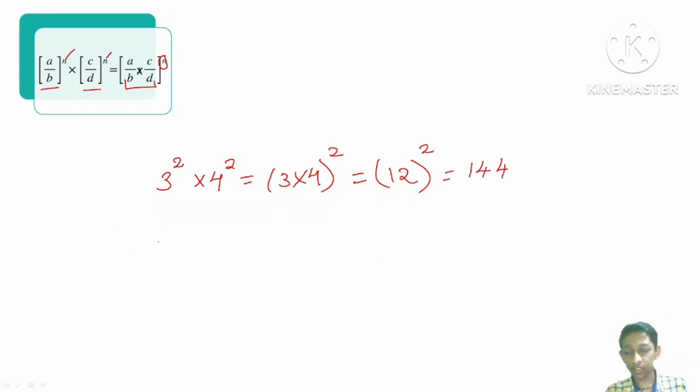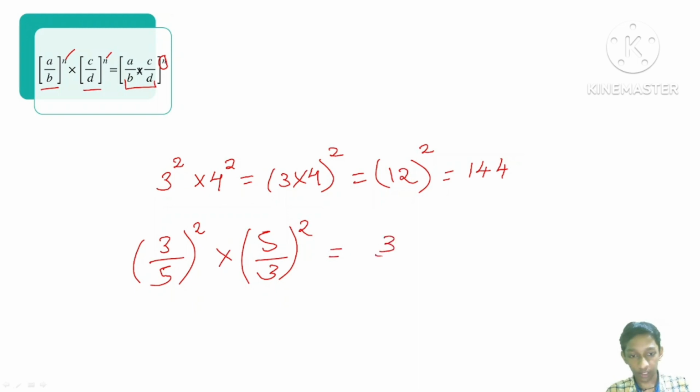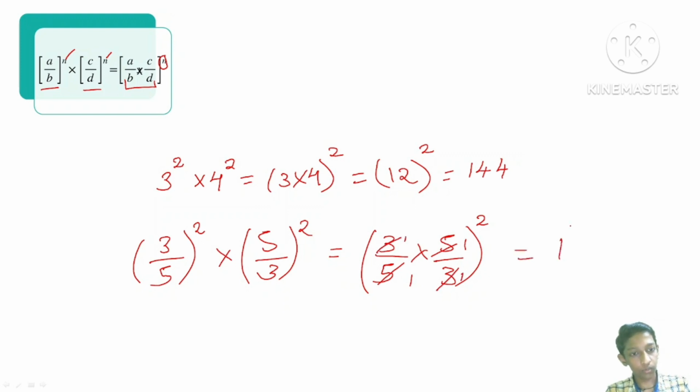Now let's take another example. 3 by 5 raised to the power of 2 into 5 by 3 raised to the power of 2. This we can write as 3 by 5 into 5 by 3 whole raised to the power of 2. 5 will get cancelled. 3 will get cancelled. This is equal to 1 raised to the power of 2, which is equal to 1.